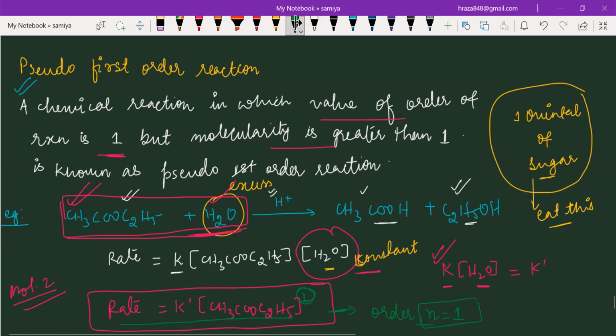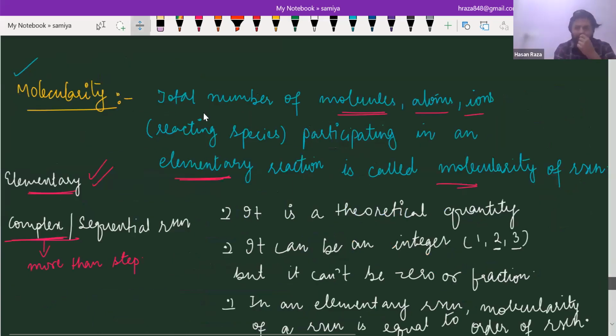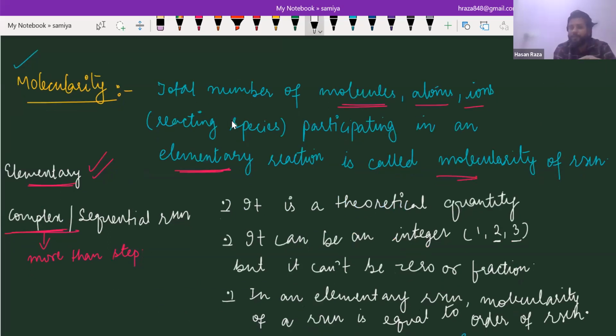So Ayman, just look at this. We started from here, molecularity of reaction. Just take a screenshot. Basically, molecularity of reaction is how many reacting species, how many reacting atoms, molecules, or ions there are. That is molecularity of reaction. And molecularity is defined only for an elementary reaction. What is the difference between elementary and complex reaction? A complex reaction is in more than one step, and an elementary reaction finishes in one step.